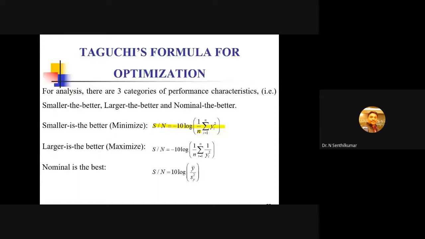Similarly, for larger is better, this is the formula. You can see this is 1 by yi square; that's the difference. And nominal is the best, which we call the target value. For example, if I am doing a machining process, the surface roughness should be a fixed target. Or the pH value should be 7, neutral. That you can fix, and that is nominal is the best. Likewise, these three formulas we will be using in Taguchi's technique.